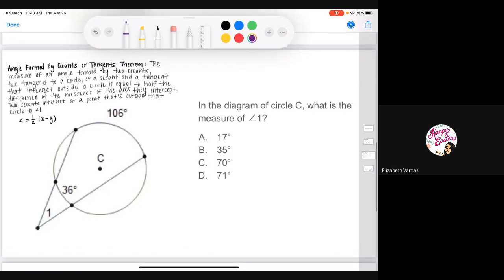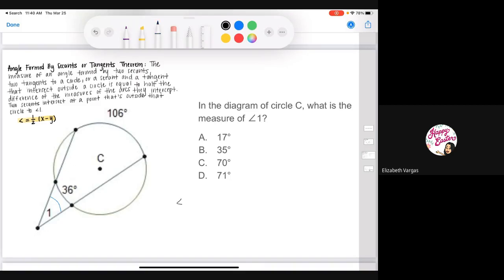So now we have this next example. And this says, in the diagram of circle C, what is the measure of angle 1? So again, we're looking for the measure of angle 1, which is this one right here. But what we'll notice here is, in this instance, we have two secants. So this theorem basically says if we have two secants that form an angle, or two tangents that form an angle, or a secant and a tangent that forms an angle, what we can basically use is this equation right here to solve for the missing angle measure.